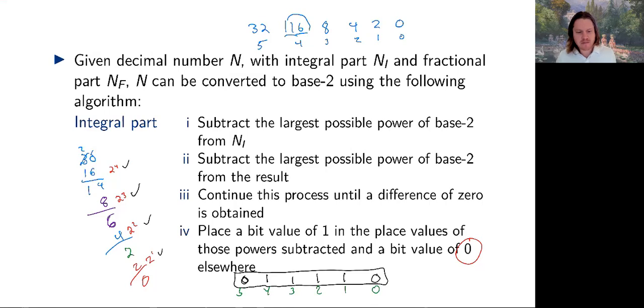And notice here that after I figured out these large possible powers of 2, this repetitive subtraction process, all I did was place a value of 1 in the place value of those powers subtracted and a bit value of 0 elsewhere. And that's what we did right here.